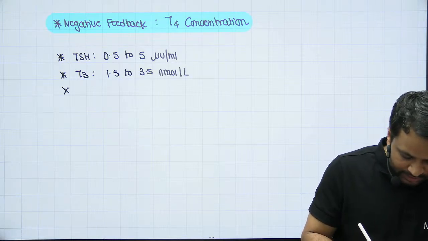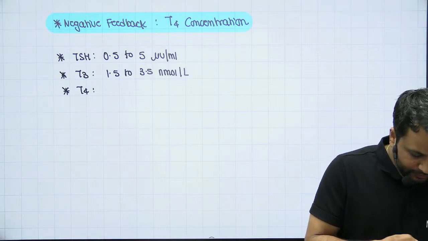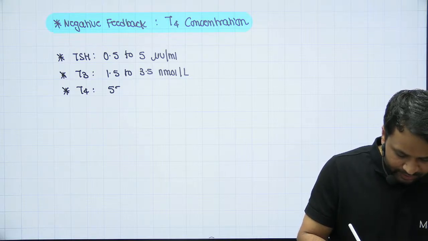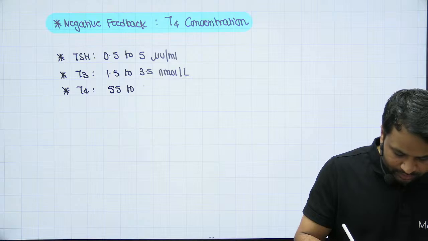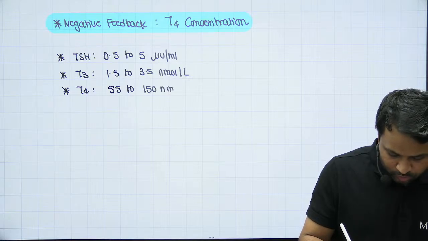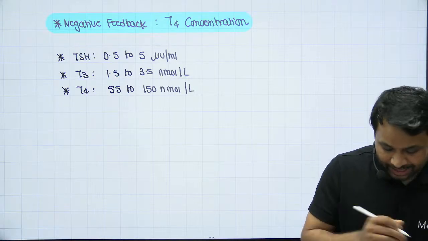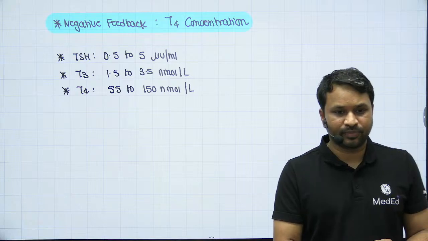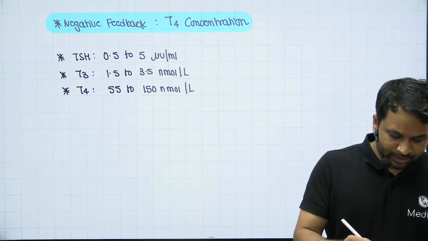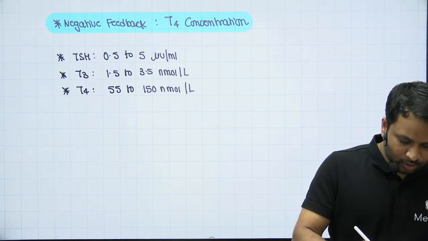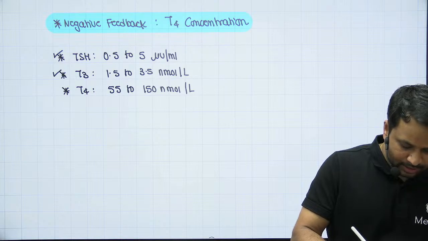Then you have T4's concentration. T4's concentration is going to be anywhere between 55 to 150 nanomoles per liter. You can see T4 is quite high when compared to T3, right? So that is TSH, T3 as well as T4.